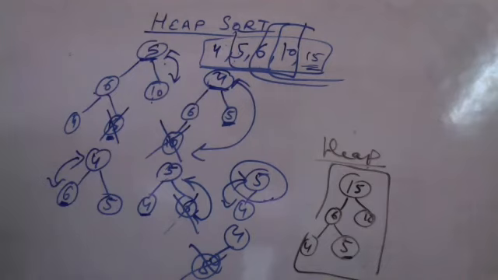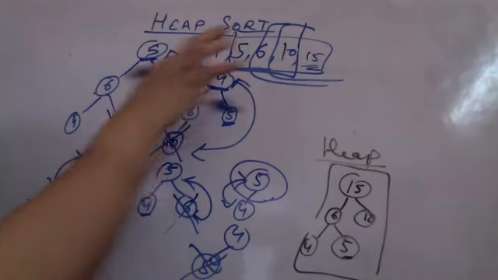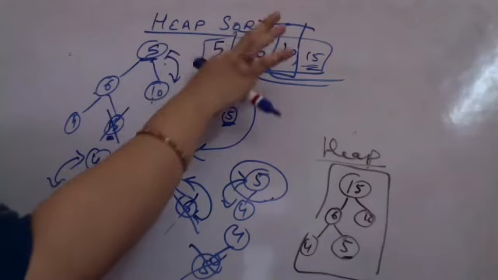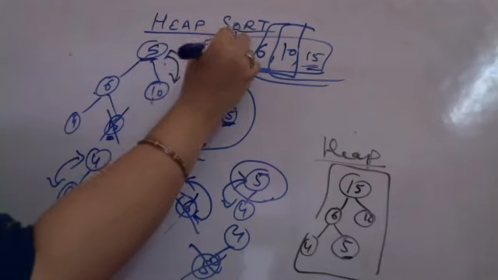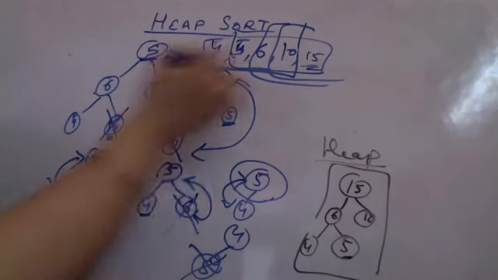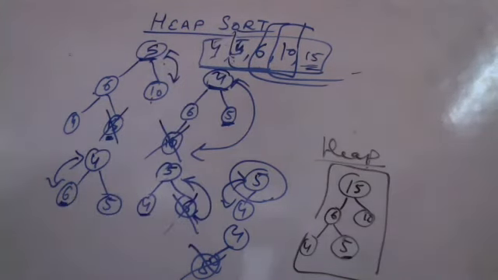Delete this. Now once again, the 5 was here, sorry, 4 was here. You exchange them so that 4 comes here, 5 comes here. Again the last element is here. Now you have the sorted list.